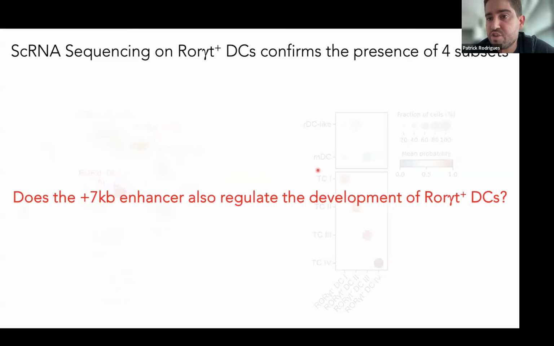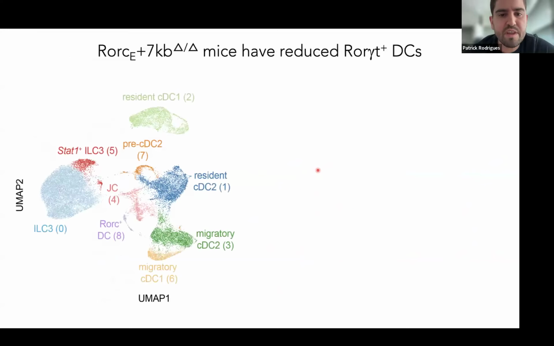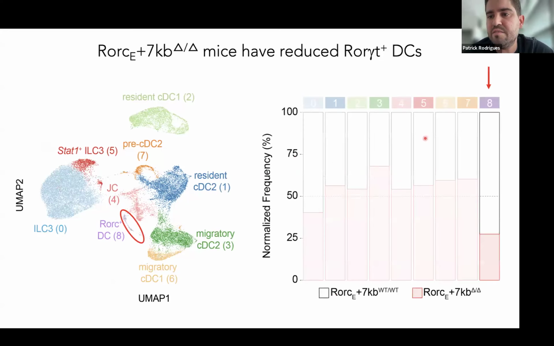So obviously, the next question is: does the 7kb enhancer knockout regulate and abrogate development of RORγt DCs? For that, we again did single-cell RNA sequencing on wild-type as well as RORγt enhancer knockout mice. When we focus specifically on the RORγt DCs, indicated here as cluster 8, you can clearly see that the majority of RORγt DCs are derived from the wild-type counterpart and not from the knockout.